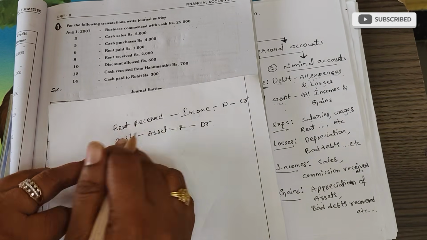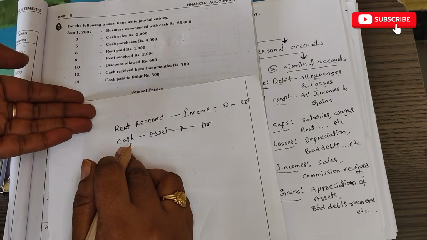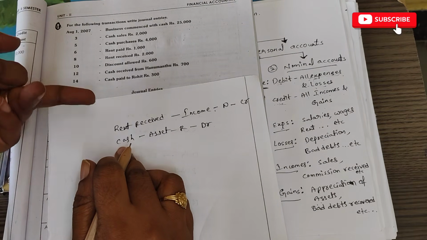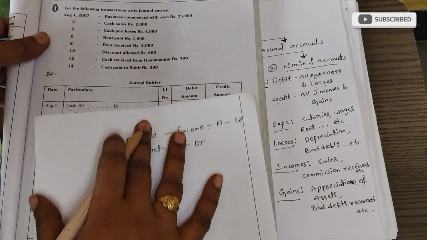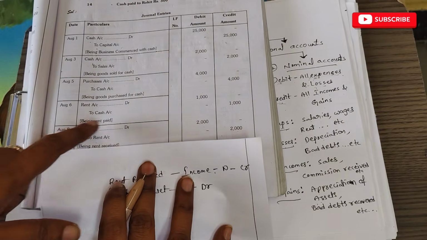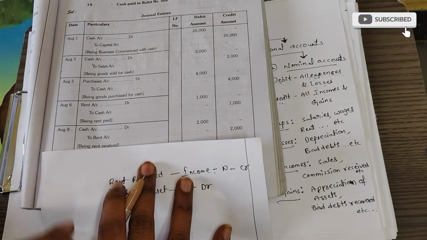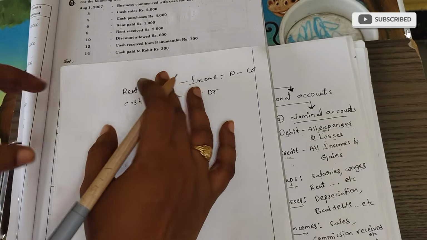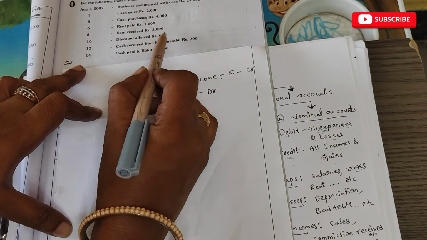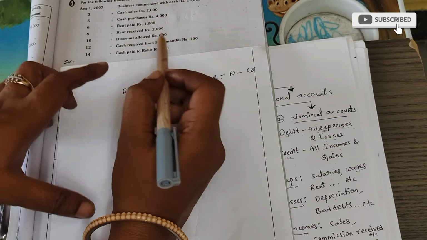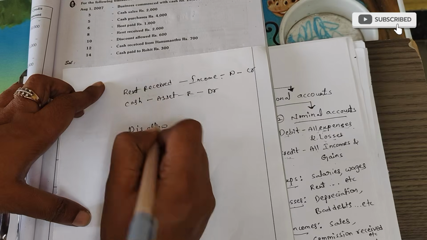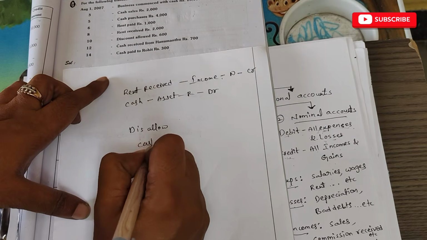How to write journal entry? First debit aspect, then after you need to write credit aspect. So what is the entry here? Cash account debit to rent received account, being rent received. Clear? And next one, discount allowed 600. So what are the two aspects here? Discount allowed and other one is cash.